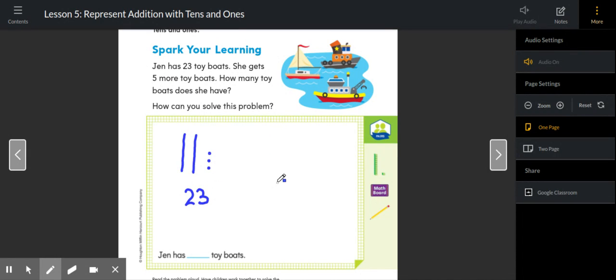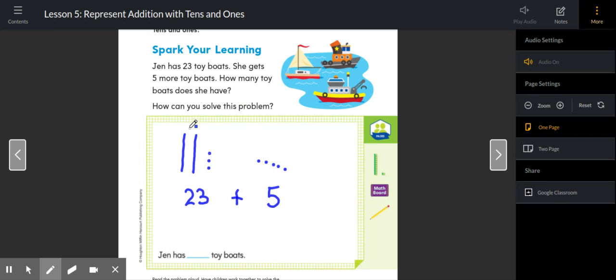Then she gets 5 more boats. So let's think about the number 5. Should I make 5 lines, 5 tens, or should I just make 5 ones? Well, 5 is just 5 ones, isn't it? It's not 50, it's just 5 more boats. So then when I go to add these together, adding together just means putting together. I'm going to count this total number of boats that she has.